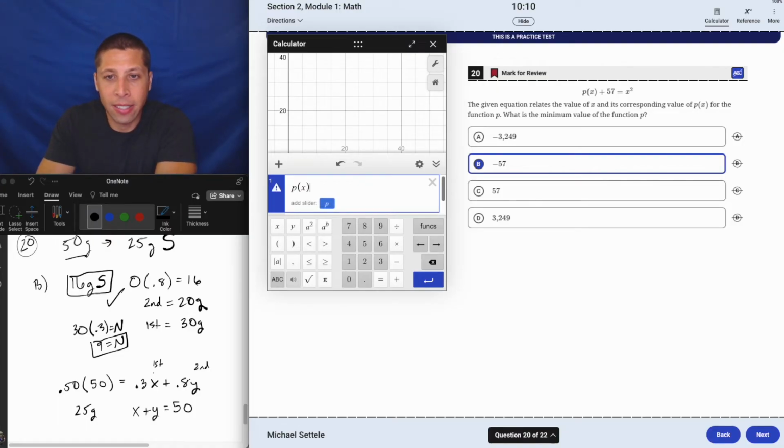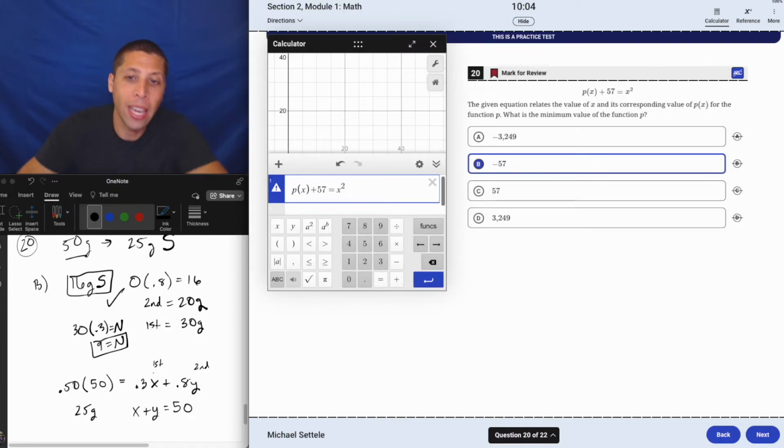P of X equals or plus 57 equals X squared. I get why it doesn't like that. I can do stuff like this. You can add numbers to a function and use your P of X or F of X, but you first got to define it in function terms, meaning it has to be P of X by itself. So in order to do that here, we do have to make a change and subtract the 57.